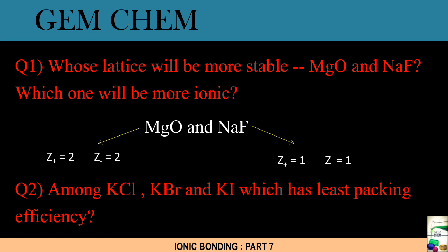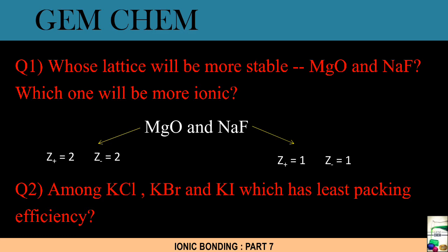So if we consider this magnesium oxide and sodium fluoride, the size of the anions in both cases are very small, that is oxide and fluoride. Thus they cannot be readily polarized. Now this polarization concept we will derive from the Fajans rule, which we will see 2 videos later. Hence both of them will have substantial ionic character.